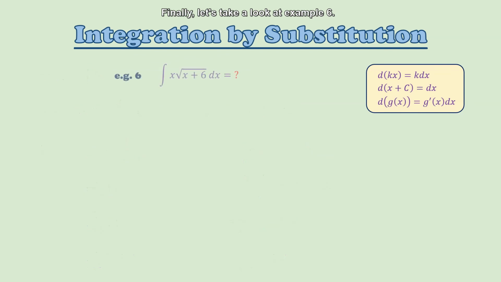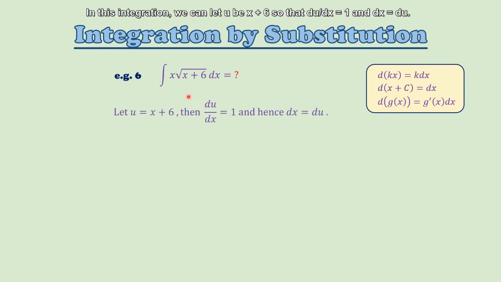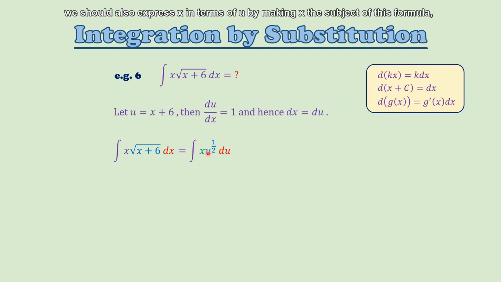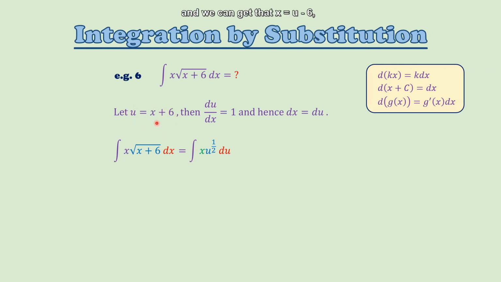Finally, let's take a look at example 6. This example is a little bit different from the previous examples, and we shall see. In this integration, we can let u be x plus 6, so that du dx is equal to 1 and dx is simply equal to du. After doing substitution, we can see that the integral becomes something like this. This x cannot be cancelled, and we cannot do further integration. In this case, we should also express x in terms of u by making x the subject of this formula, and we can get that x is equal to u minus 6.